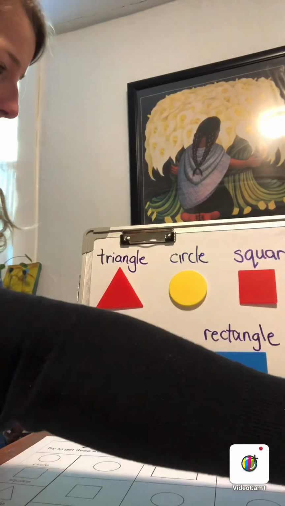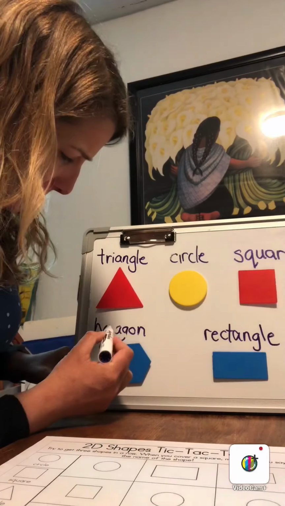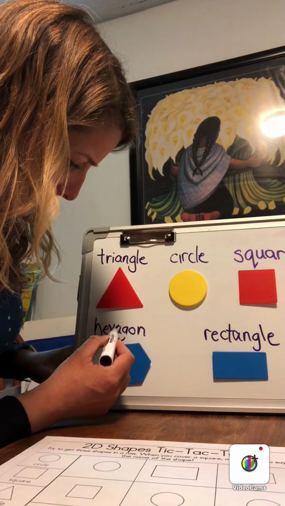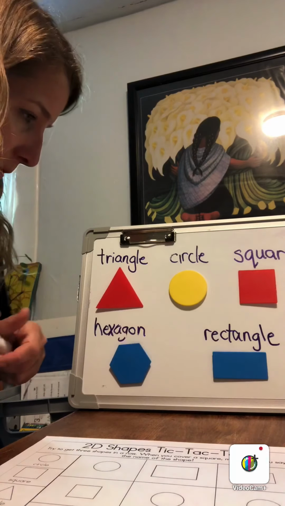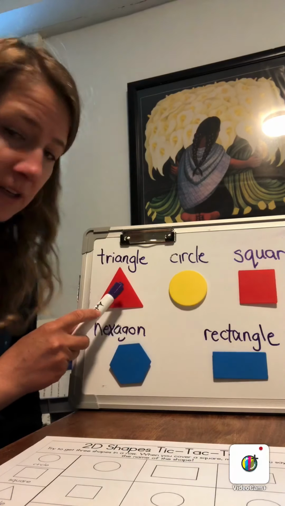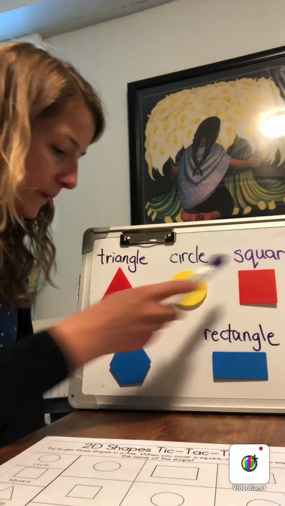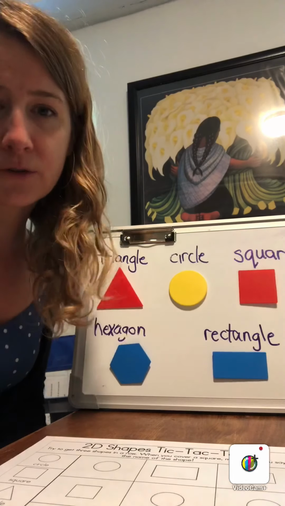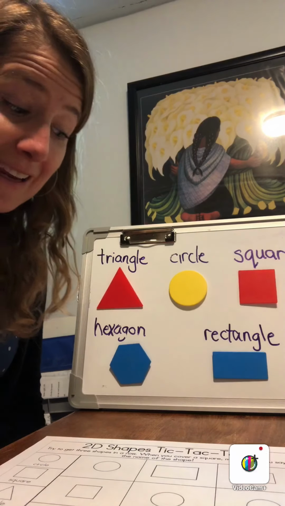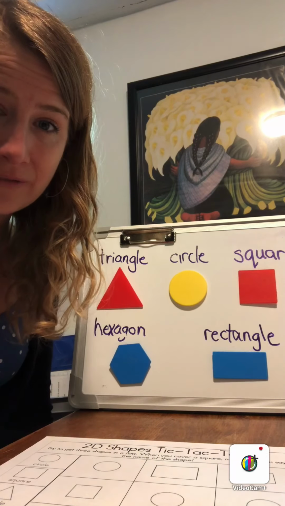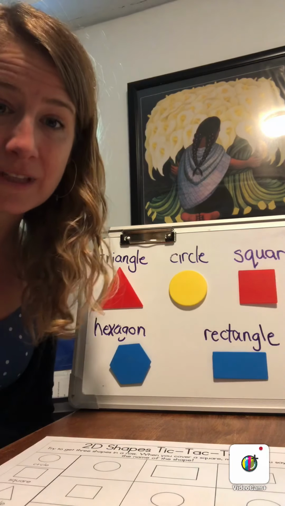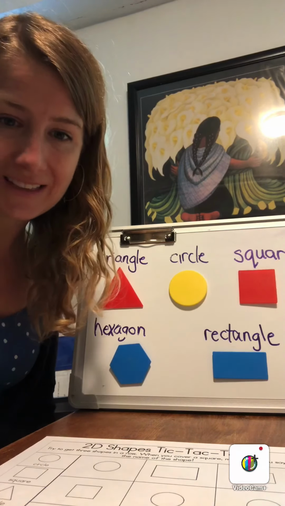I'm noticing that my hexagon word got a little bit erased. So you are going to be practicing your triangle, circle, square, hexagon, and rectangle shapes. And there's two different games. The first one I'm going to show you is tic-tac-toe. So let's take a look at that.